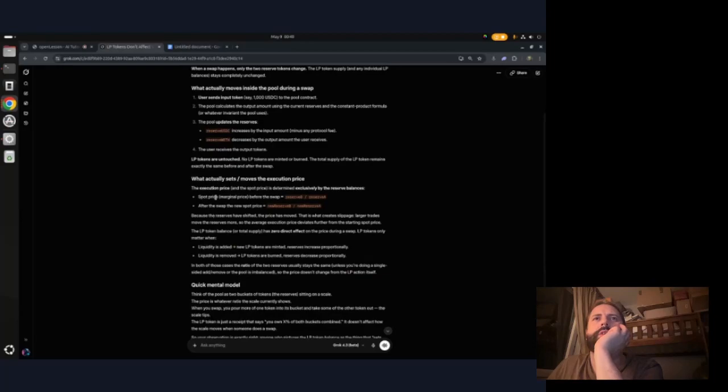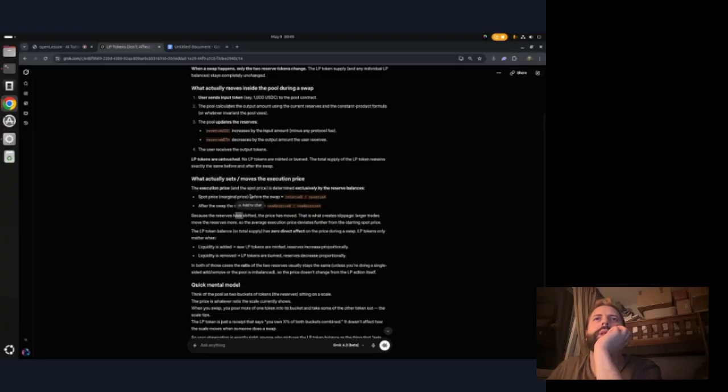The spot price before the swap and after the swap differs, because the reserves have shifted, the price has moved. That is what creates slippage. Larger trades move the reserves more. It's literally as simple as this division.